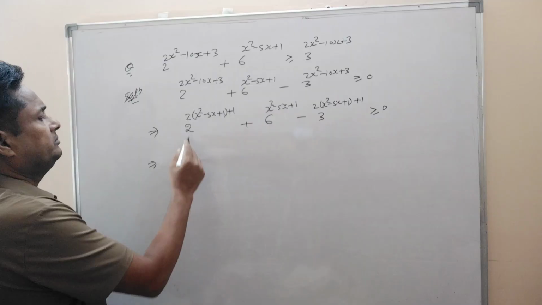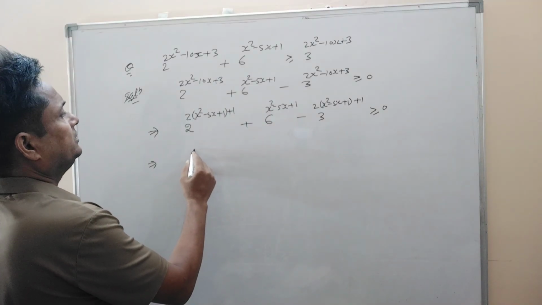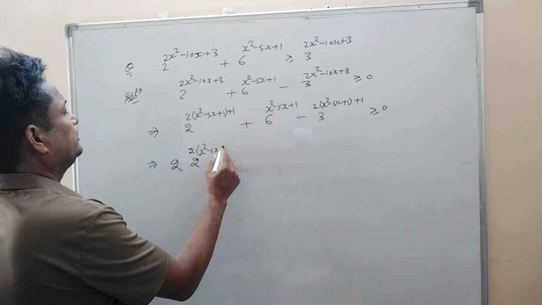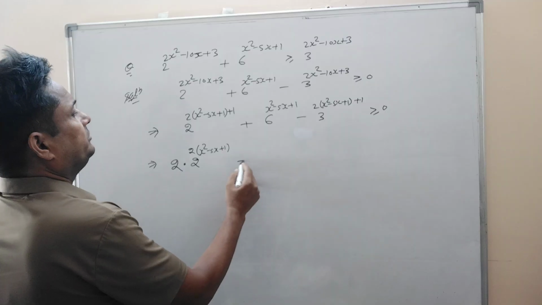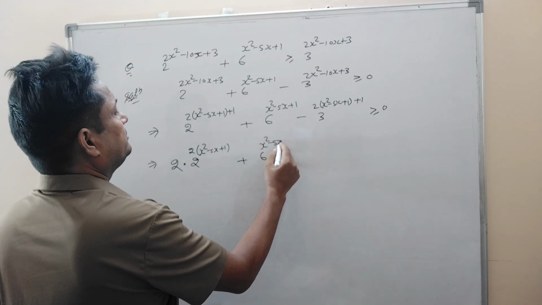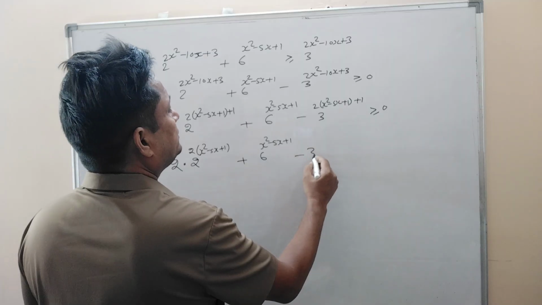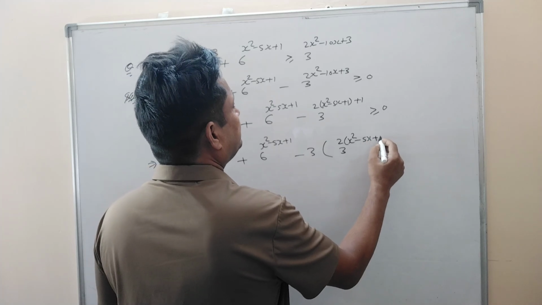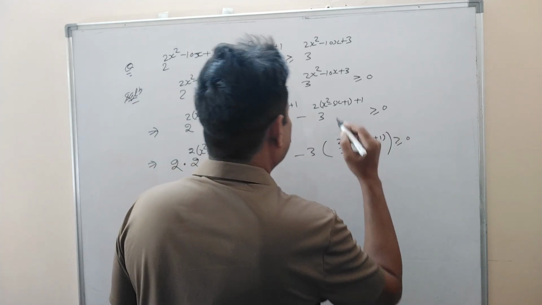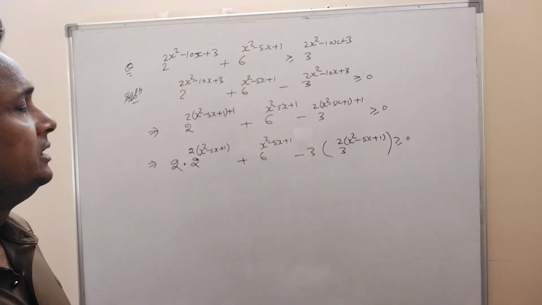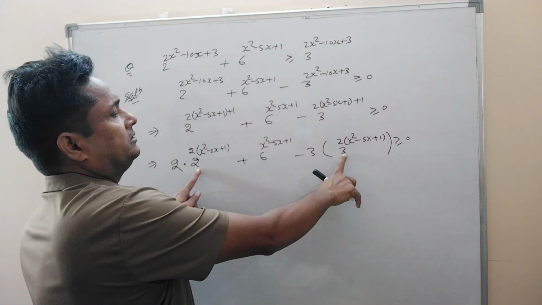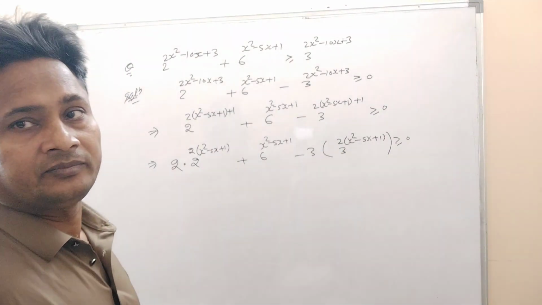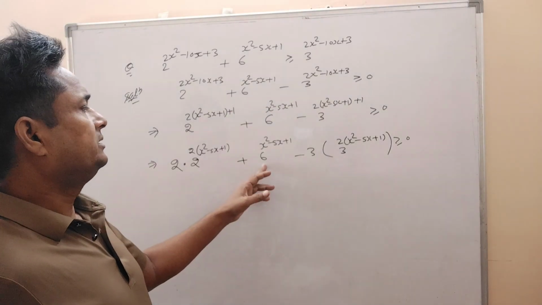So next one, this can be written as 2 to the power 2 times 2 to the power x square minus 5x plus 1 into 2, and then plus 6 to the power x square minus 5x plus 1 minus 3 into 3 to the power 2 times x square minus 5x plus 1 greater than or equal to 0, right? And see here, these are the base terms. If you multiply 3 into 2, it becomes what? 6, right?